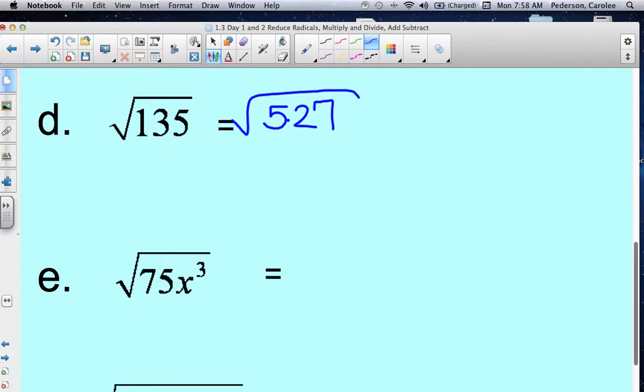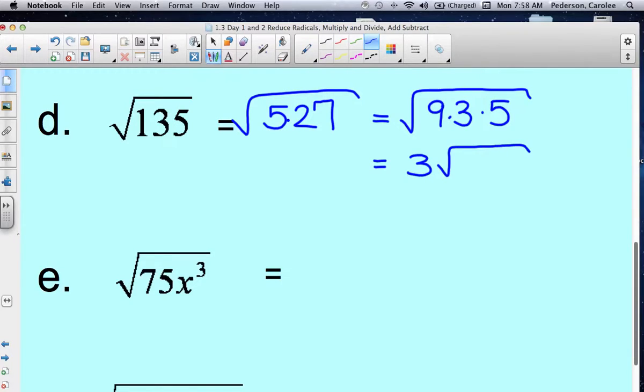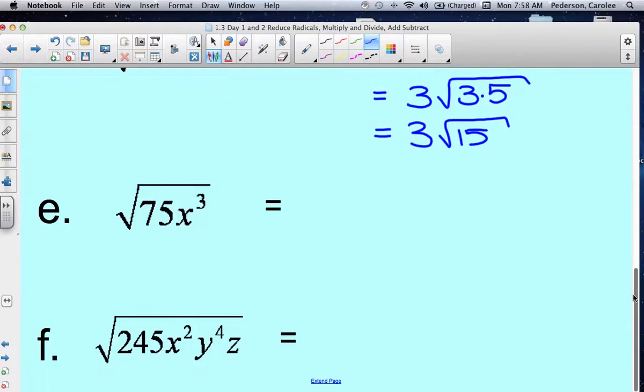And then let's break down 27 as 9 and 3. And then the square root of 9 is 3. But then I have that 3 and 5 still left in there. So our answer is 3 square root of 15. You multiply those 2 items back together in the radicand, and we're left with 15.